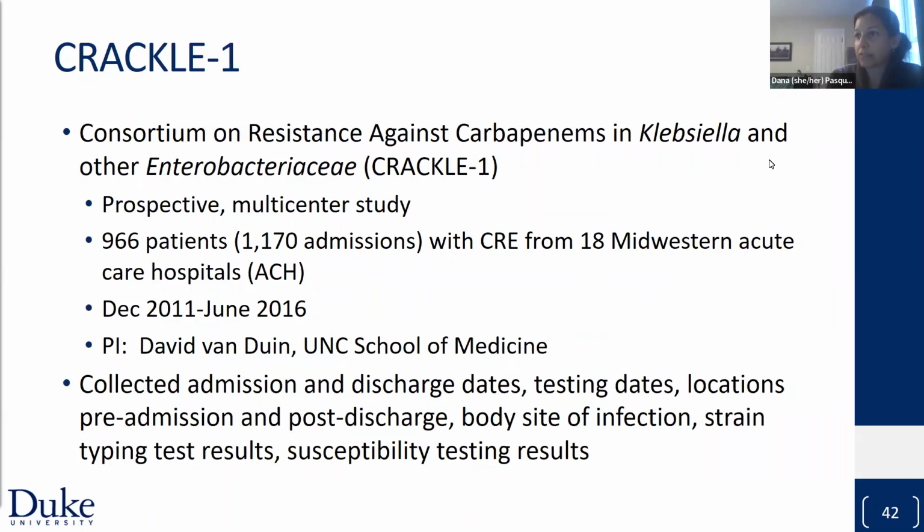So the CRACL-1 study is the Consortium on Resistance Against Carbapenems in Klebsiella and Other Enterobacteriaceae. It was a prospective multi-center study. It included 966 patients with CRE who were enrolled from 18 Midwestern acute care hospitals over a 4.5-year period. The PI is David Van Dyne at UNC, and along with the sequence, they collected admission and discharge dates, testing dates, locations where the patient was before admission and upon discharge, the body site of infection, strain typing results, and then susceptibility to drug test results.